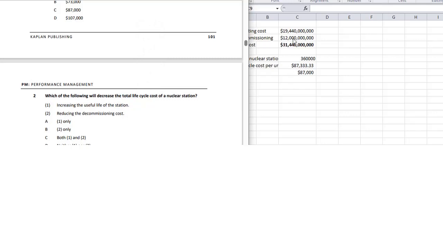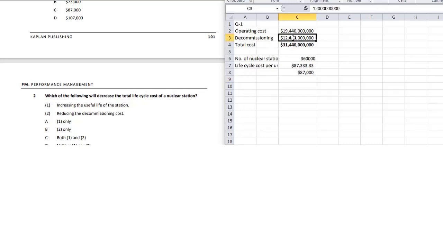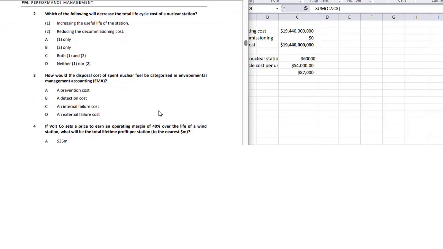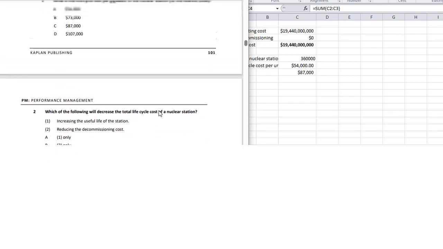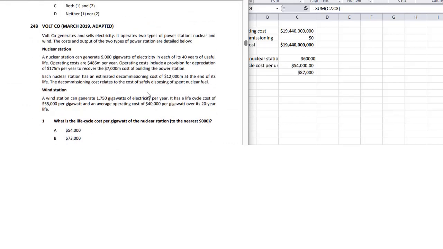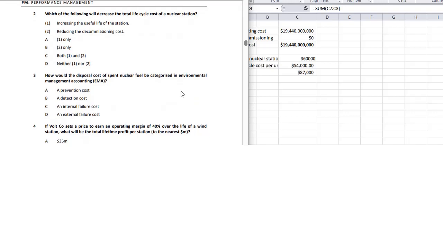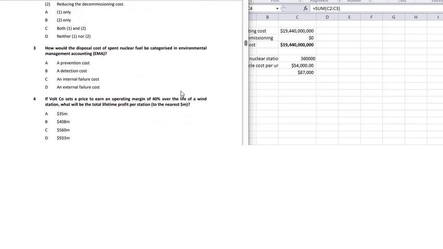Obviously, like in whatever we did in requirement 1, if the decommissioning cost is 0, you can see our total life cycle cost is also reduced. So option 2 is correct. Question 3: how would the disposal cost of spent nuclear fuel be categorized in environmental management accounting? This disposal is regarding the safe disposal of spent nuclear fuel, so this cost is borne by the company, not by society. So this is our internal failure cost.